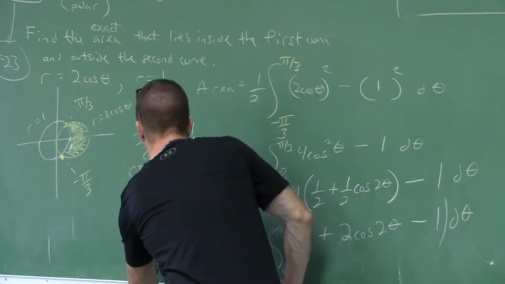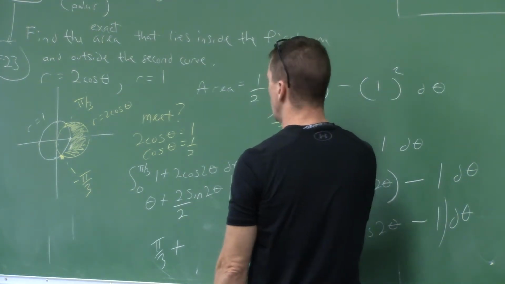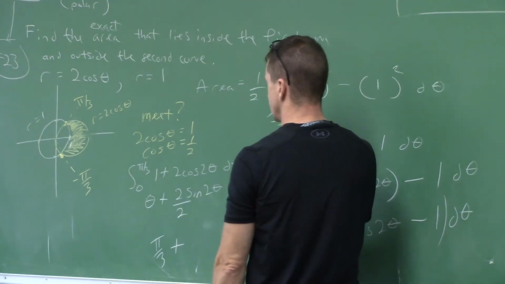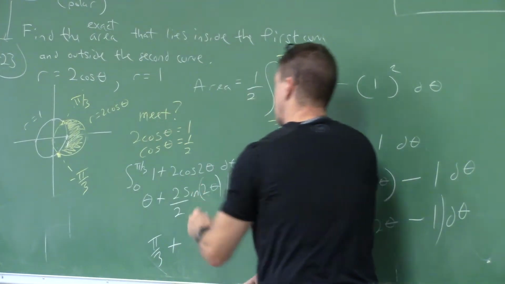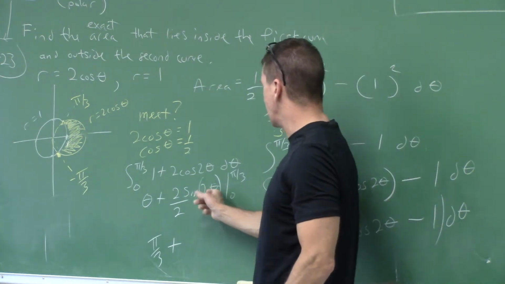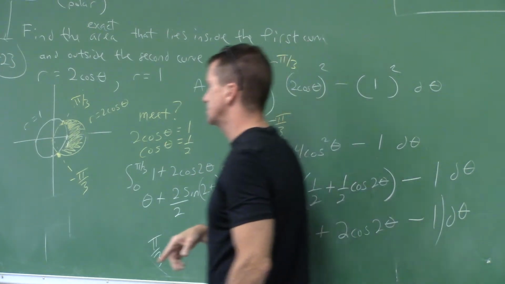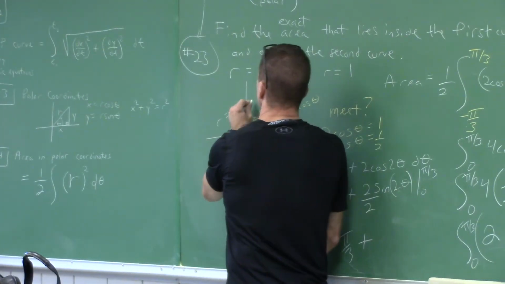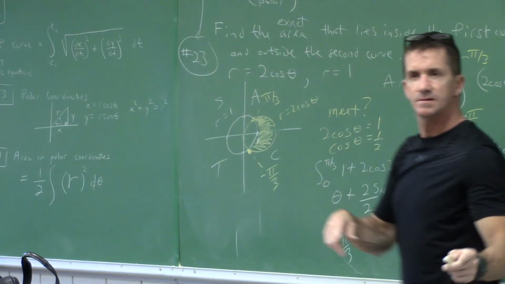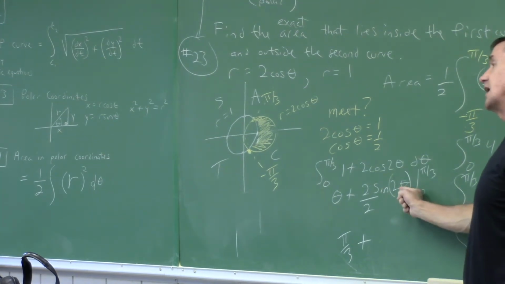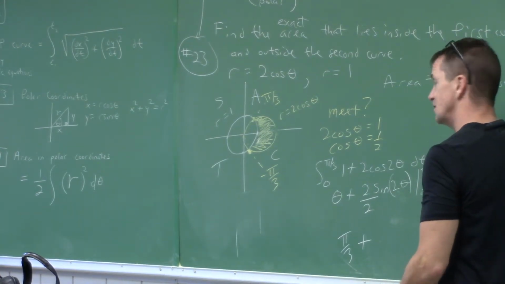Pi over 3 plus, what's sine of pi over 6? Ooh, that's not 0. Or in this case, sine of 2 pi over 3 first. What's sine of 2 pi over 3? That's which quadrant? All Students Take Calculus. Is sine of 2 pi over 3 positive or negative? It's going to be positive. The sine of pi over 3 is square root of 3 over 2, so what's the sine of 2 pi over 3? It's also square root of 3 over 2.